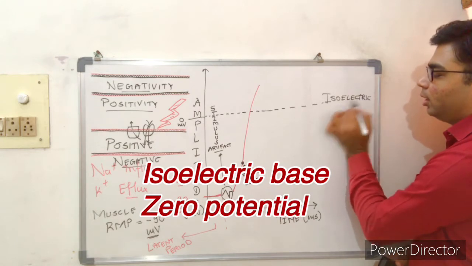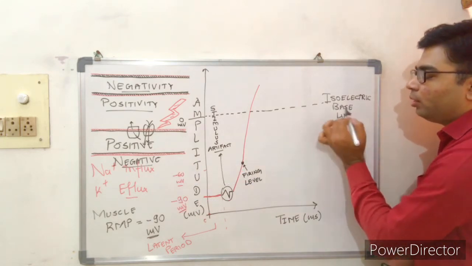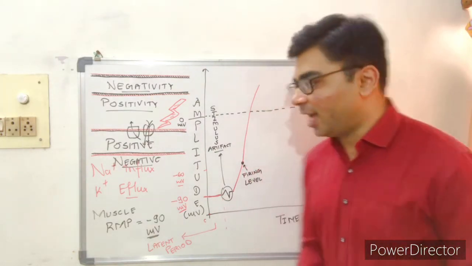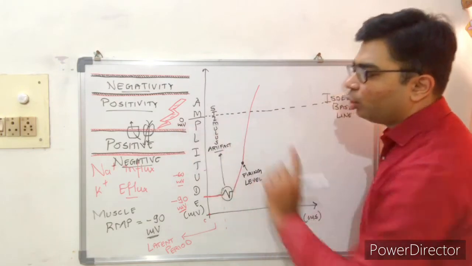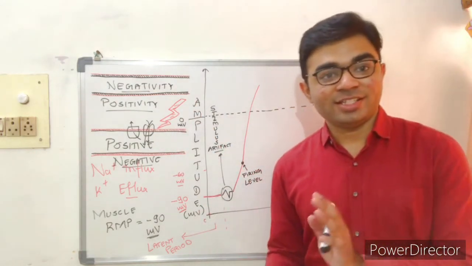Isoelectric baseline. Now what is this isoelectric baseline? Isoelectric baseline suggests that there is a 0 millivolt potential, meaning 0 amplitude is there.